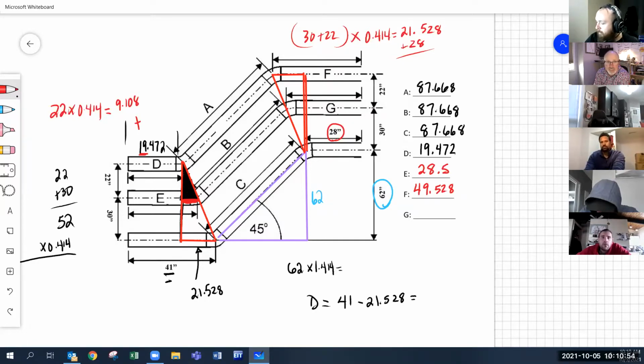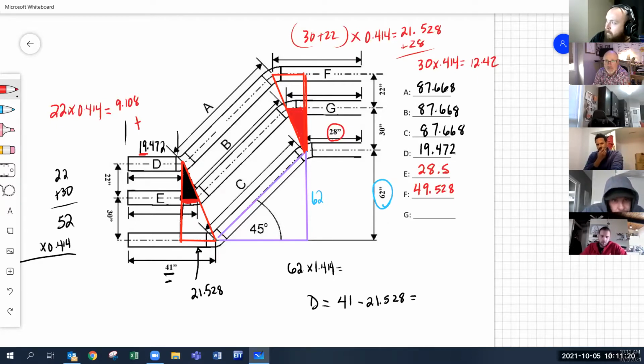And now for G, I just have a smaller 22.5 degree right angle triangle here. There it is there. And so that's going to be 30 times 0.414 is 12.42, and I add that to 28. So that's going to be 40.424 G.